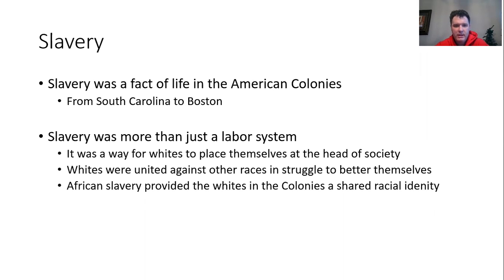Okay, slavery is a fact of life all the way from the Massachusetts Bay colonies all the way down to South Carolina. The book talks about how it's more than just a labor system. It's a way for whites to put themselves at the head of society. So it's racially based. And African slavery really kind of provides this unifying factor for whites in the colonies to share some kind of social hierarchy.